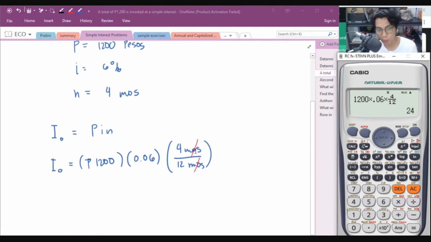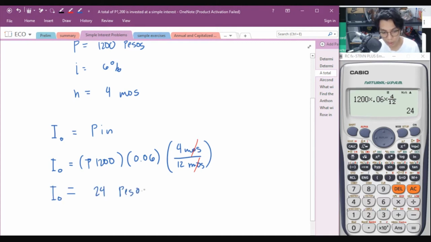Yan ang tinubo mo after 4 months. Malaki o maliit? Maliit, di ba? Maliit yung value ng 24 pesos para sa tubo. Pero tubo pa rin yan. Okay? 24 pesos only. That is for problem number 3.